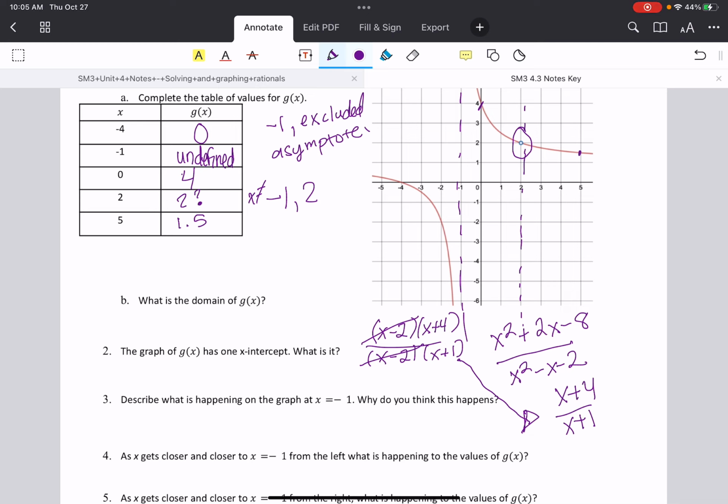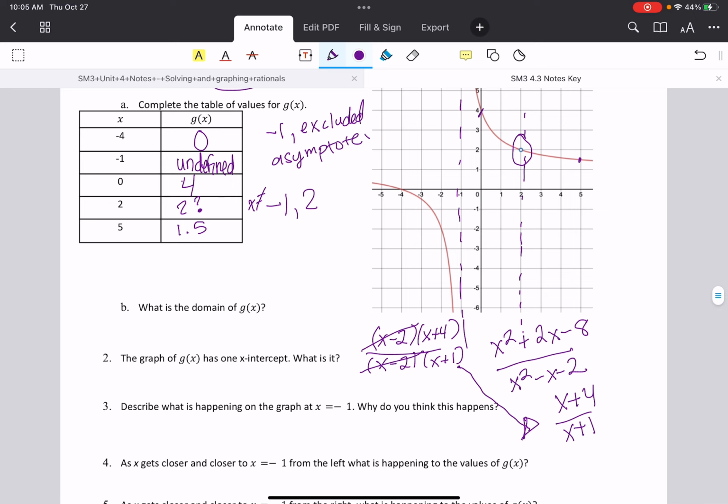So what we call this is a removable discontinuity. If you can reduce it and take it away, then it's a removable discontinuity, and on your graph it looks like a hole. Does that make sense? Is anyone lost and have a question? We good?